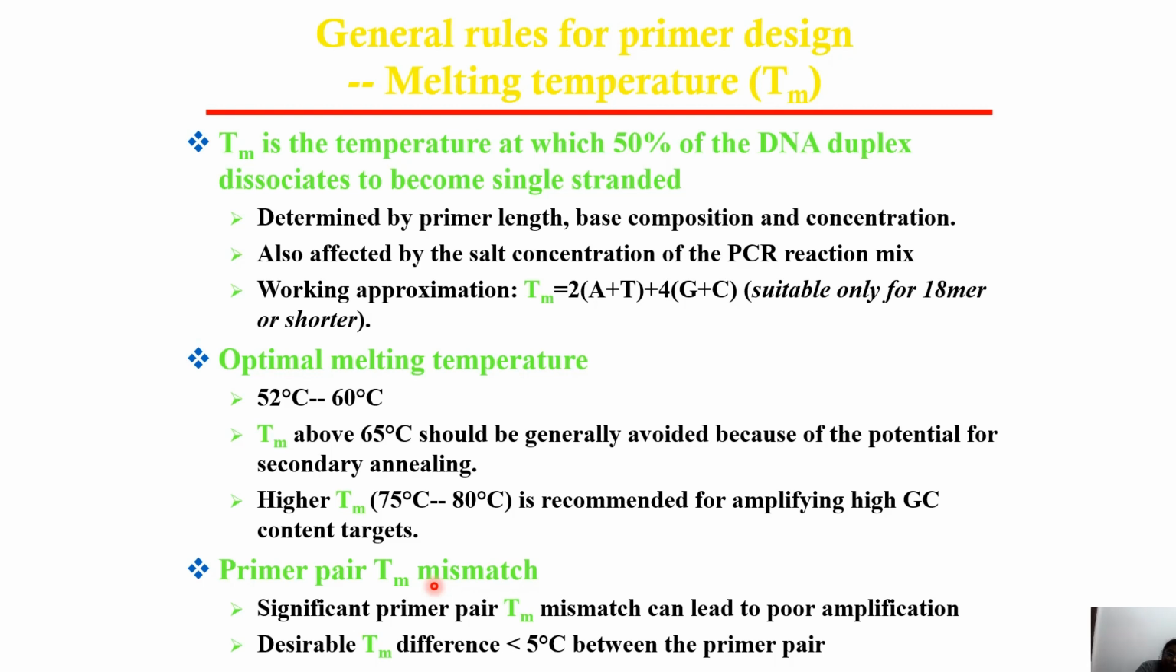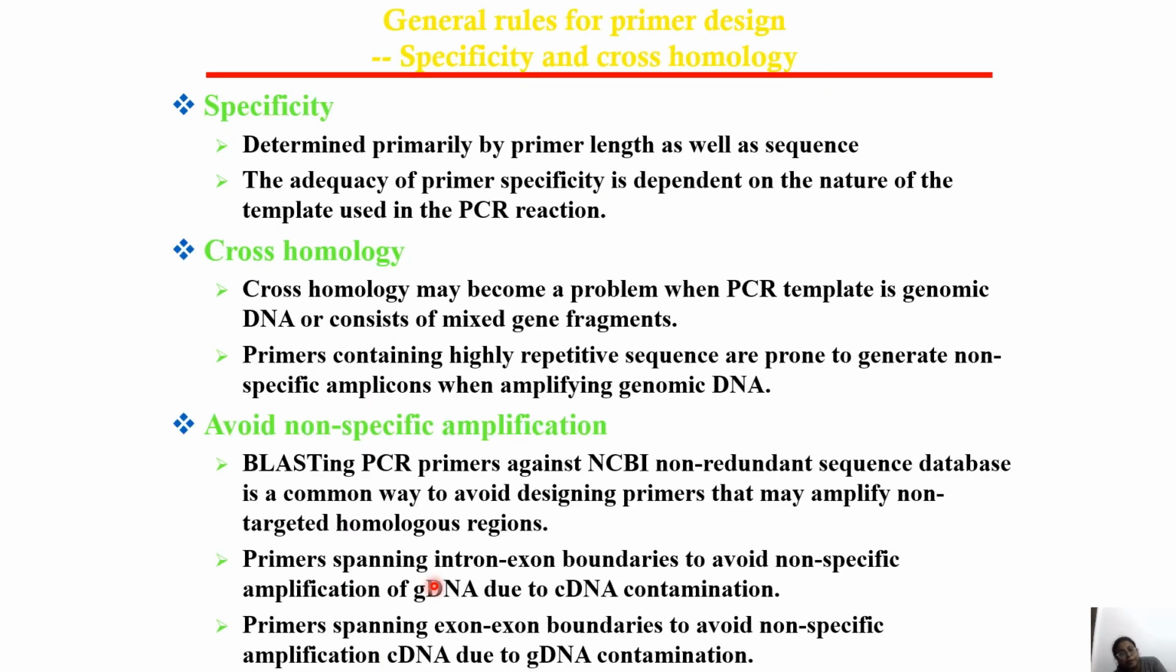Melting temperature above 65 degrees Celsius should generally be avoided because of the potential for secondary annealing. Higher melting temperature is recommended for amplifying high GC content targets. Primer pair Tm mismatch: a significant primer pair melting temperature difference can lead to poor amplification. So the desirable Tm difference should not be more than 5 degrees between the primer pair, right?